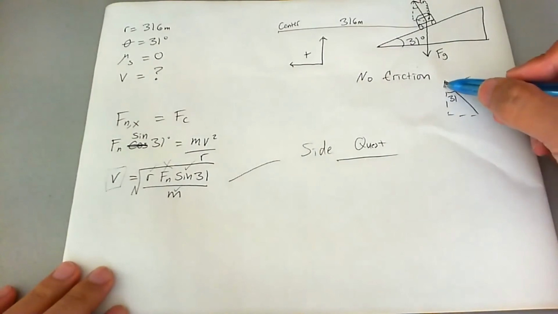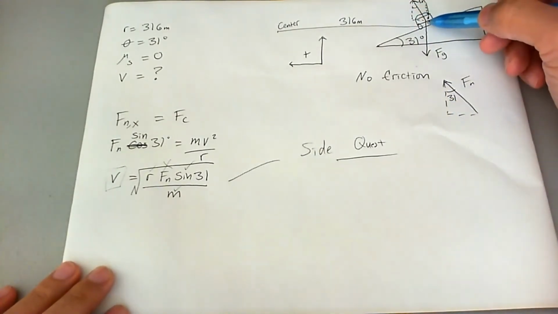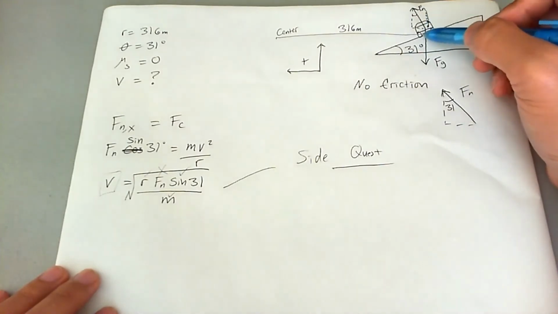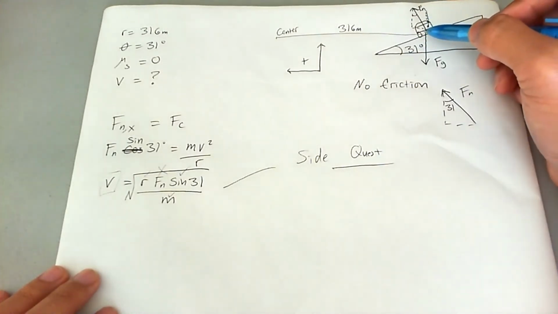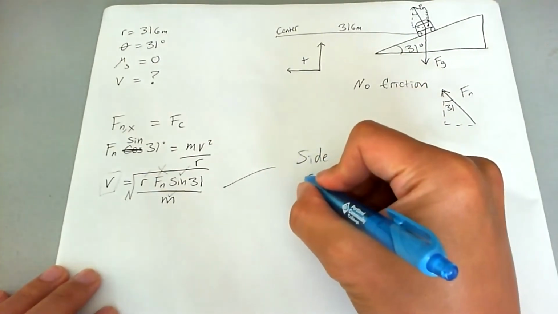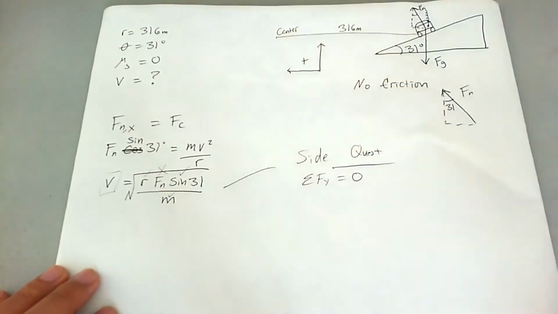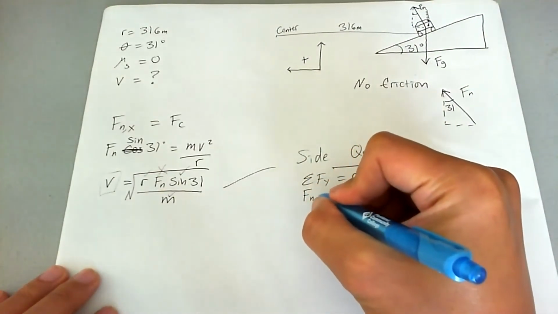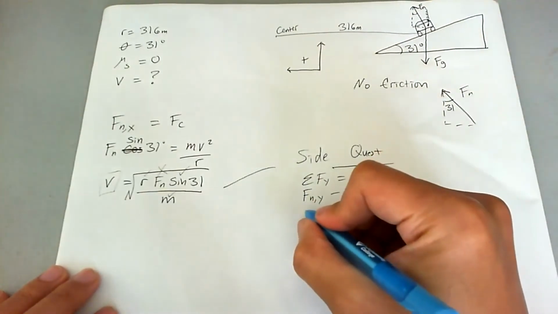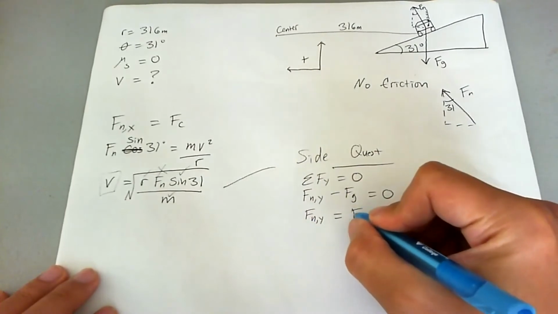What I'm going to use is the y component of normal force, and I'm going to cancel it out with Fg. The reason is that if the car is going to stay on this ramp and we don't want it to slide, then the vertical position of the car is not going to change. So using Newton's second law in the y direction, the sum of forces in the y has to equal 0. That's normal force in the y direction minus gravitational force equals 0. So normal force in the y direction equals gravitational force.